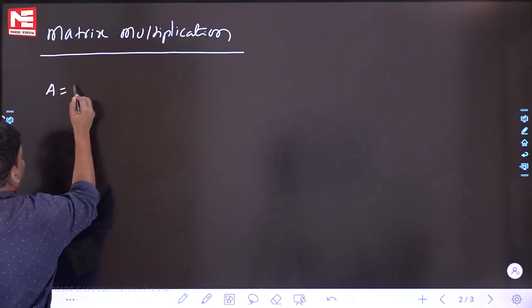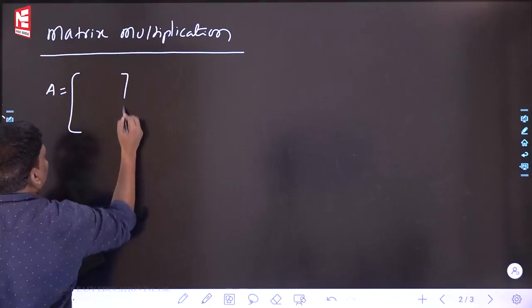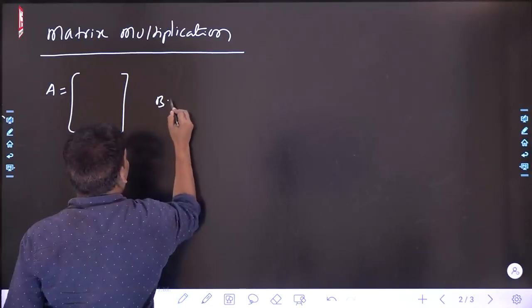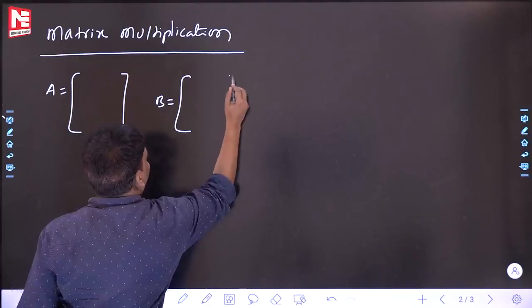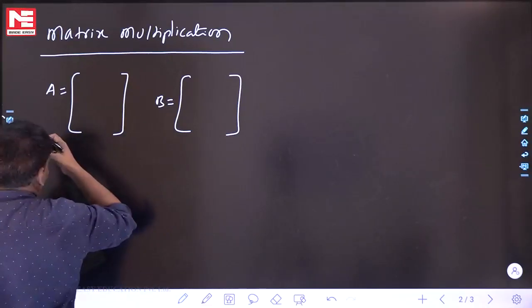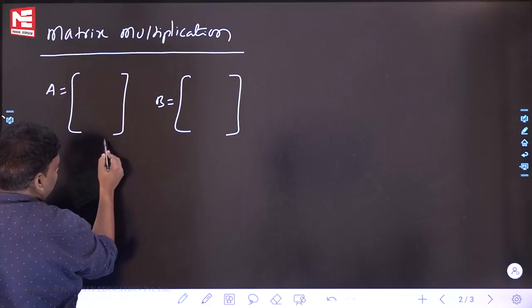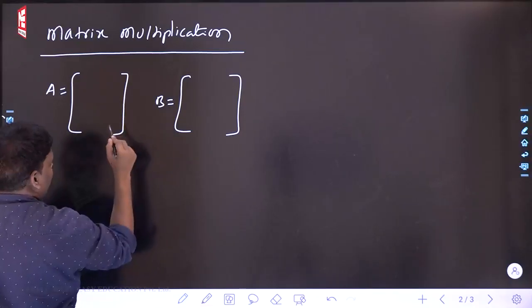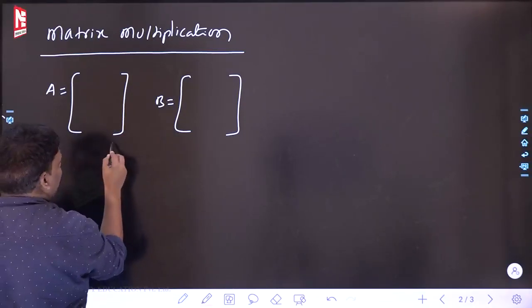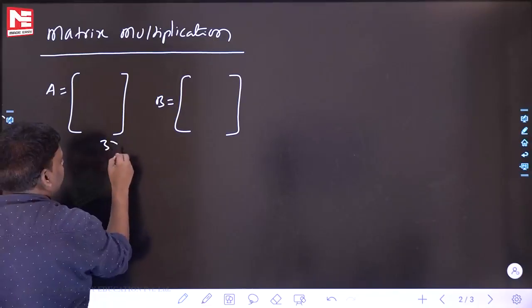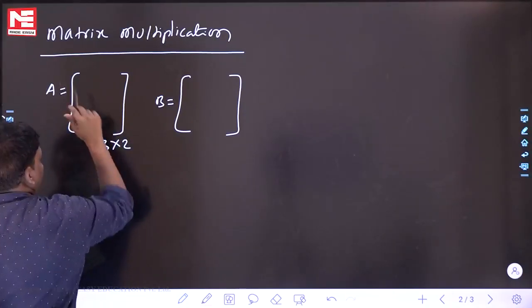A matrix. Next one, B. Next one, I think everyone knows one small story. What is that? See this one. Everyone knows one small story. Let me explain that. Make sure that everyone listens. See this one. It is a 3 by 2. So A matrix is 3 by 2.